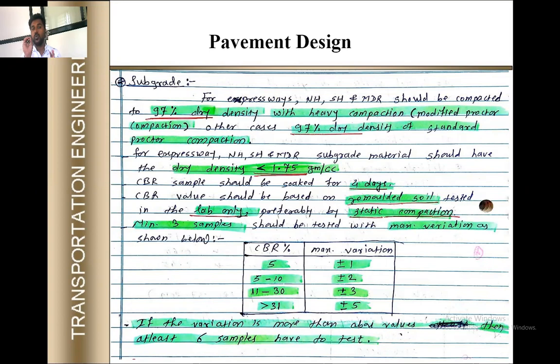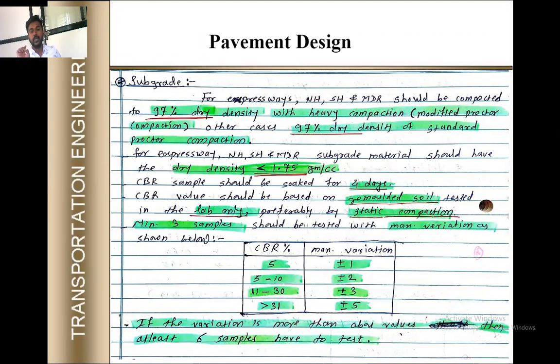Whatever CBR percentage we have achieved, how much maximum variation is allowed there? If the CBR percentage is 5%, the maximum variation allowed is plus or minus 1. If the CBR percentage is from 5 to 10, the maximum variation allowed is 2. If the CBR percentage is from 11 to 30, the maximum variation of the CBR value allowed is plus or minus 3, meaning you can go plus 3 or minus 3.